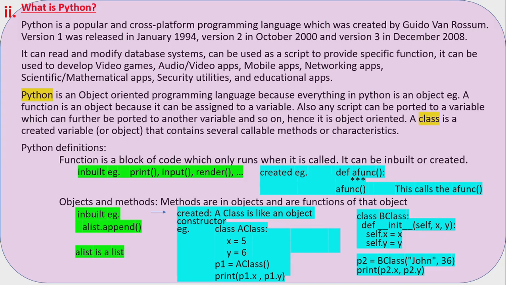Moreover, there are created functions, which we can create using the keyword def. An example is def afunc, where afunc is the name of the function. Then the next line after it is indented to show the codes that are inside that block, which are to run once afunc is called. Now to call that function, the name of the function must be declared, just like afunc.